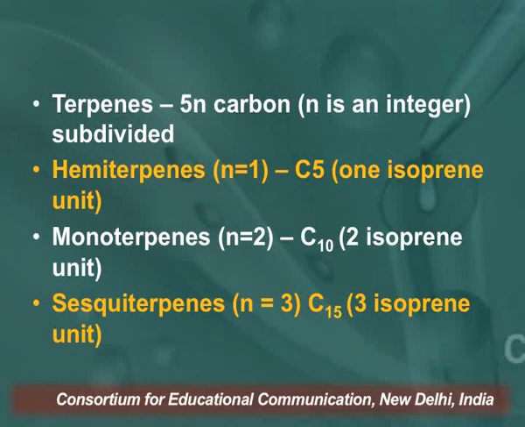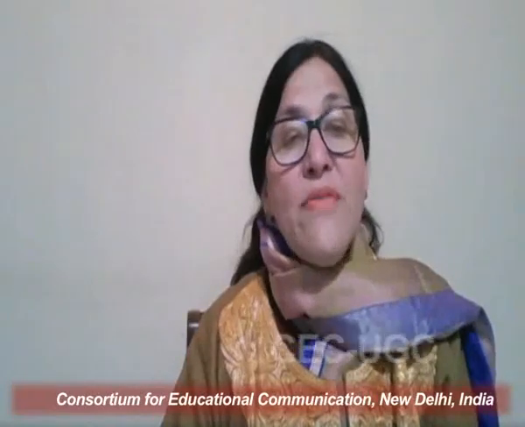Monoterpenes. In monoterpenes, n is equal to 2. There are 2 isoprene units, and the carbon number in monoterpenes is 10. So this is called monoterpenes, and monoterpenes have 2 isoprene units. Similarly, sesquiterpenes: in sesquiterpenes n is 3. So sesquiterpenes have C15, 3 isoprene units. In diterpenes, 5n, n equal to 4. So here the carbon number will be 20.